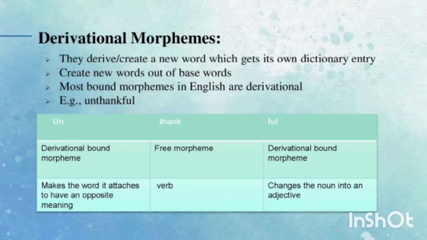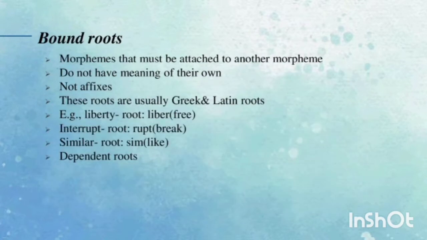And derivational morphemes create a new word which gets its own dictionary entry, and they create new words out of base words of different grammatical category. Most bound morphemes in English are derivational. Next is bound roots. Morphemes that must be attached to another morpheme are called bound roots, and they do not have meaning of their own. These roots are usually Greek and Latin roots. For example, in the word liberty, the root is liber, which means free, and they are also called dependent roots.